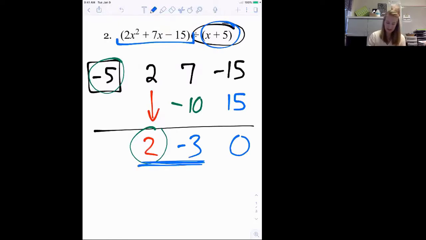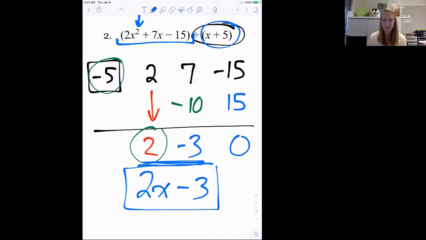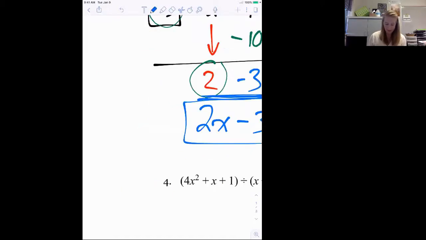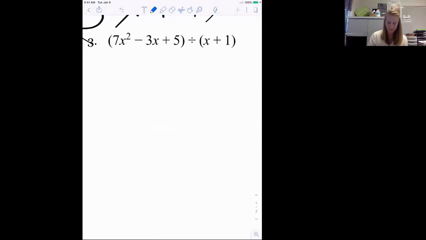This is just like the last one. My biggest exponent was a 2, so I'm going to take 1 away from that. This is going to be a 2x, and this is my constant, minus 3. That's your quotient. Now, it's nice that it ends in a 0 on these ones, but that doesn't always happen. So here's a different example.